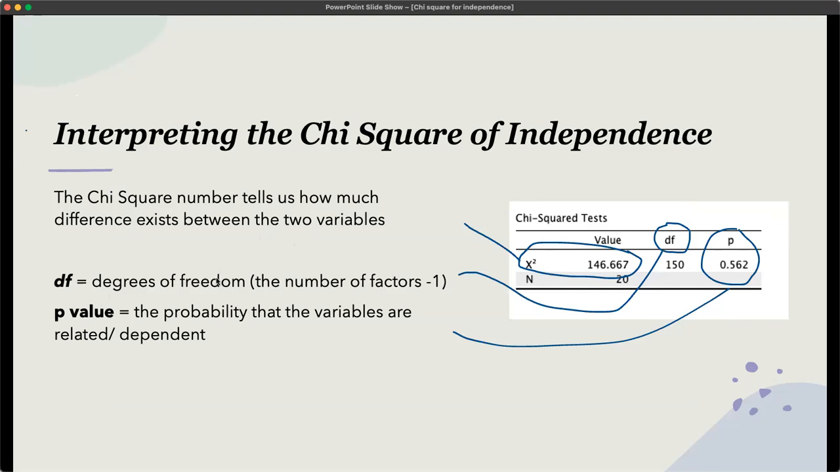The degrees of freedom is the number of factors minus 1. And the p-value, p stands for probability. And this is the probability that the variables are related or dependent. And we're going to look at probability and p-value in a different video.